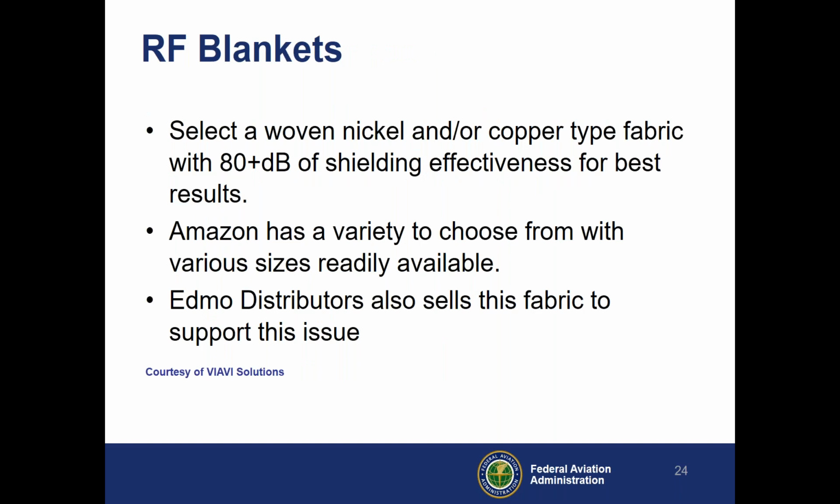Some examples: there's a lot of different RF fabrics or RF blankets out there, and a typical RF blanket will provide up to 80 dB of attenuation. There's a lot of different companies you can procure these from. We don't sell them ourselves. You can go to Amazon and select them. Edmo distributors, I believe, also sell some RF blanket material and some tape to seal the RF material to the aircraft.